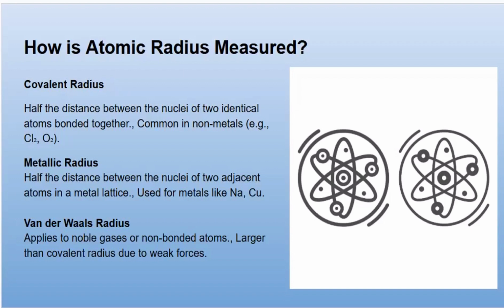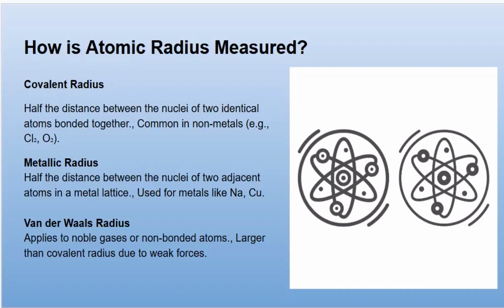Next, metallic radius. In metals, atoms sit close together in a kind of lattice. Here we also take half of the distance between two neighboring atoms. This is useful for elements like sodium or copper. And finally, van der Waals radius. This is used for noble gases or atoms that are not bonded. The interactions are weak, so the atoms are more separated, which means the van der Waals radius is usually larger than the covalent one. So depending on the context, the atomic radius can vary, but all of them help us understand atomic size in different situations.